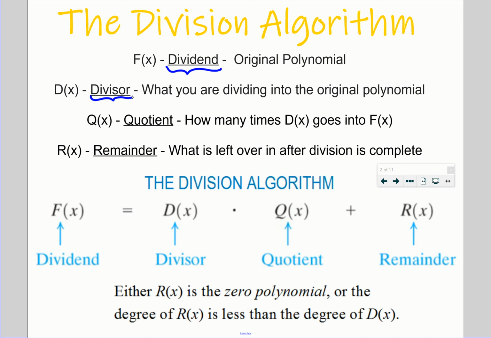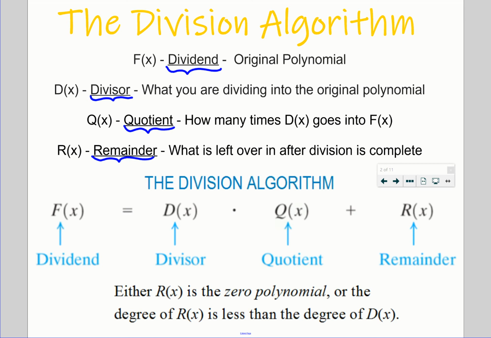The divisor is what you are dividing into the original polynomial, and we're going to use d of x to represent that. So the dividend and the divisor make up our problem. The quotient is how many times the divisor goes into the dividend. So how many times evenly your number goes into what you started with, or your polynomial goes into the polynomial that you started with. And then we're going to use r of x to represent the remainder. The remainder is what's left over, and that's always going to be smaller than your divisor.